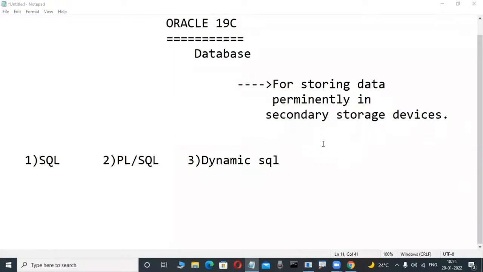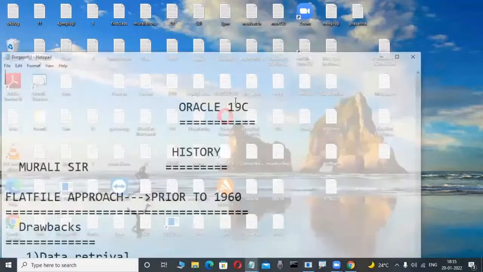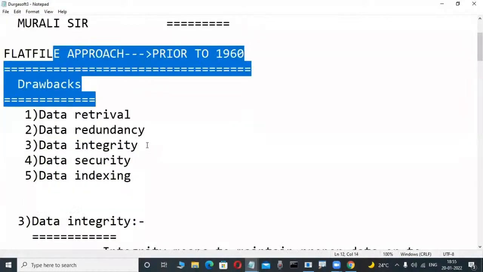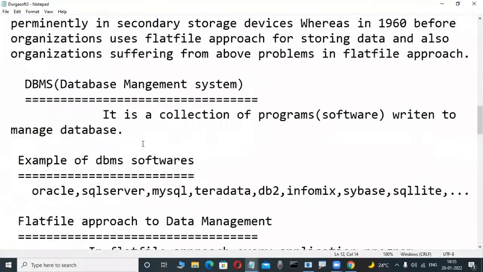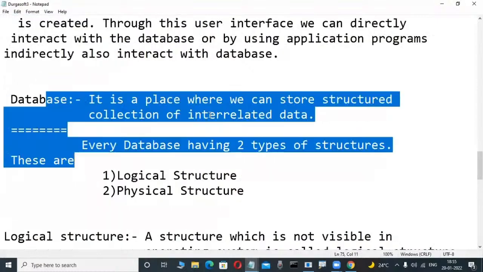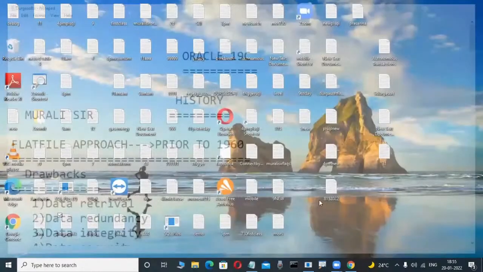In this course, we are covering SQL, PLSQL, and dynamic SQL along with this. One of these days we will also tell the history. In the olden days there was the flat file approach, and we will learn what the drawbacks were. Then what is a database, what are DBMS and RDBMS, and what are the differences. These are all the things we are learning.